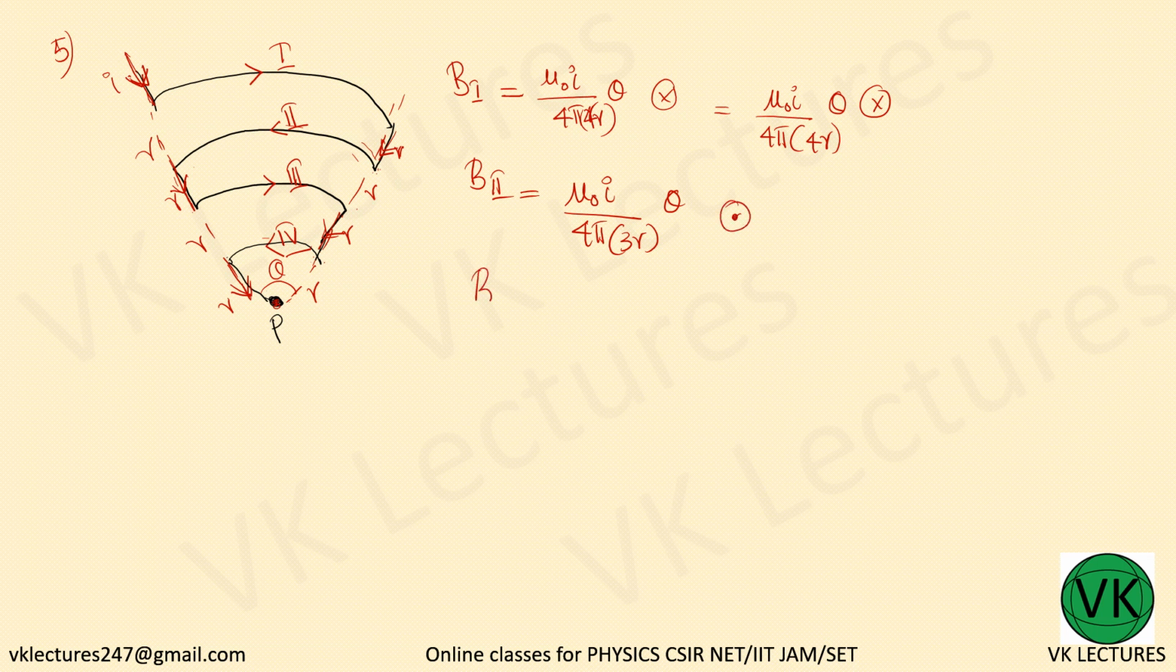Okay, and due to the third portion, mu 0 I divided by 4 pi, only 2R. First R and second R. So 2R is the radius into theta, and this is in clockwise direction, so into the field. Again, due to the fourth portion, mu 0 I divided by 4 pi, r only is the radius, r into theta. What is the direction? As this is in anti-clockwise direction, this is out of the plane.